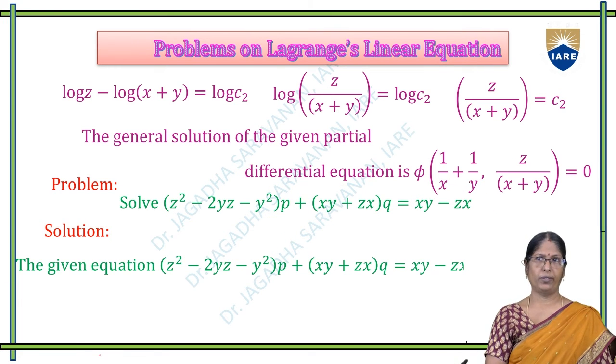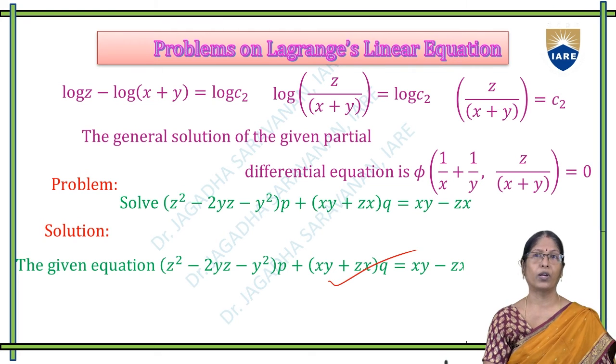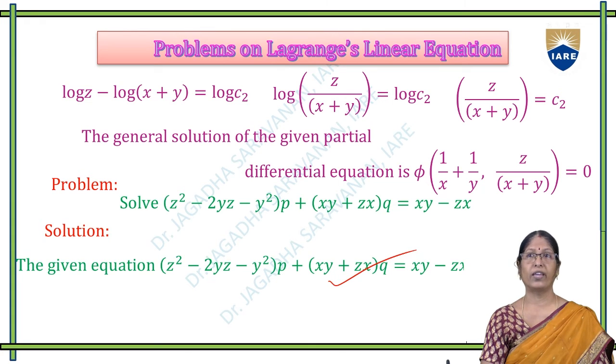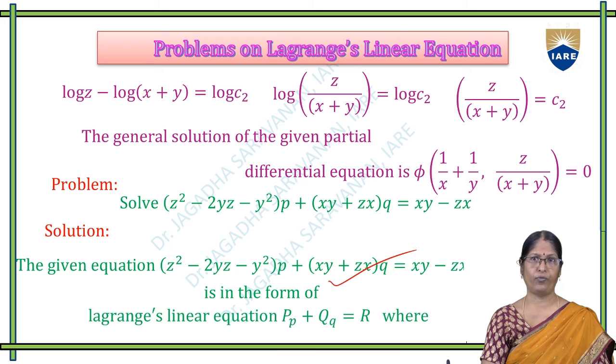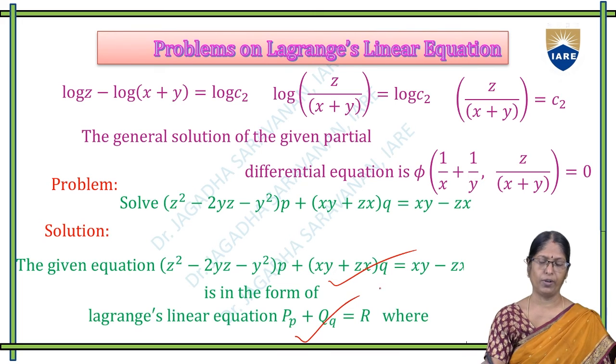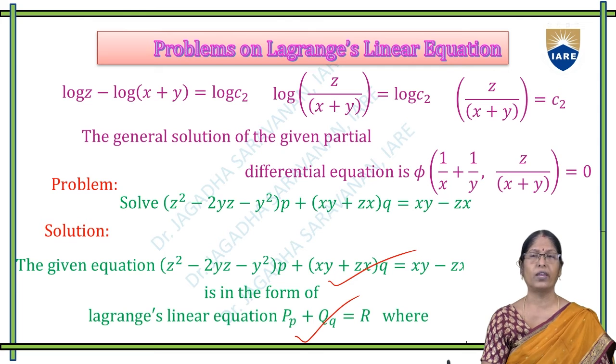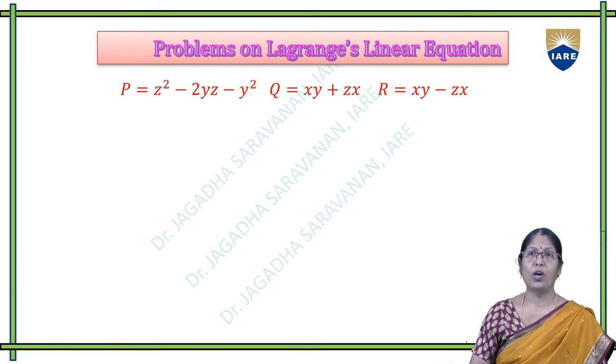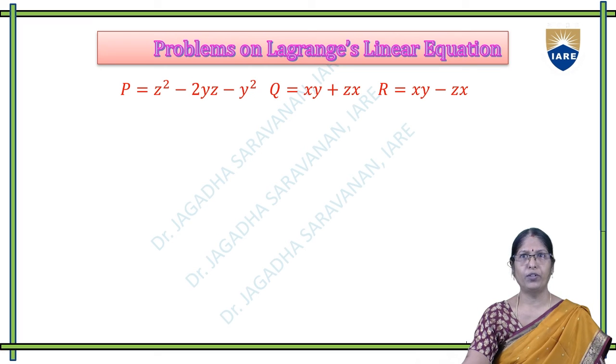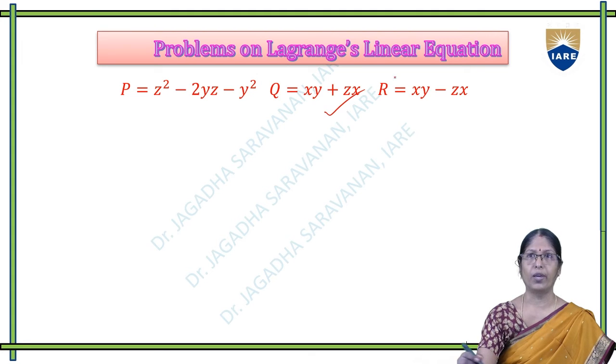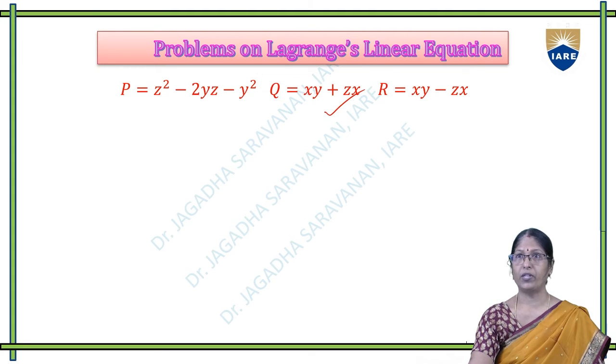So the given equation, that is (z square minus 2yz minus y square) p plus (xy plus zx) q, which is equal to xy minus zx, is in the form of Lagrange's linear equation, Pp plus Qq equal to R. So now we can see here our capital P equal to z square minus 2yz minus y square, capital Q is xy plus zx, and capital R equal to xy minus zx.